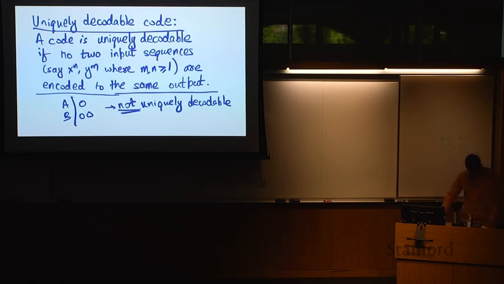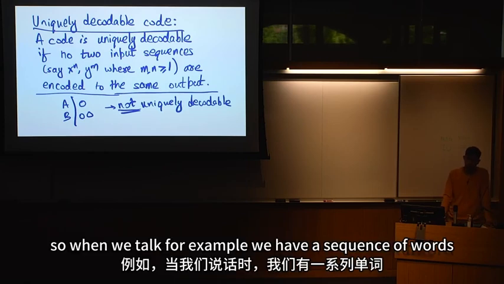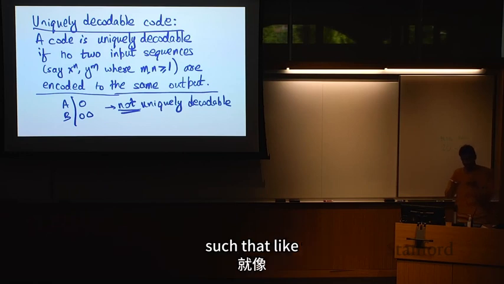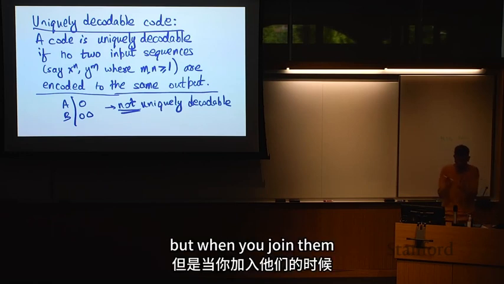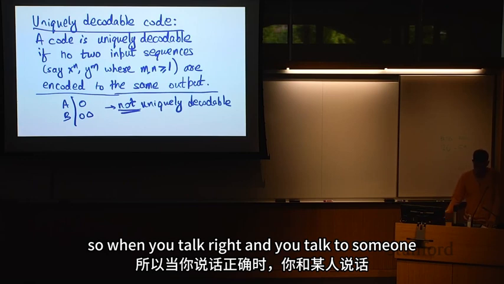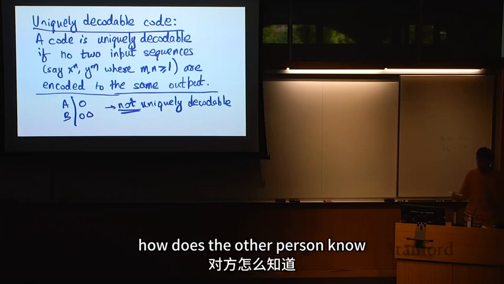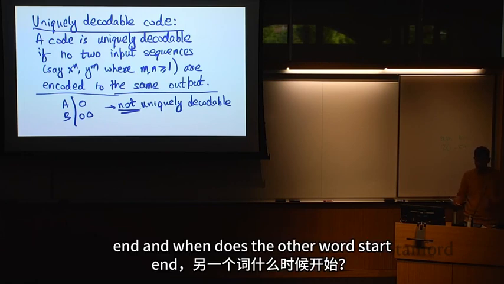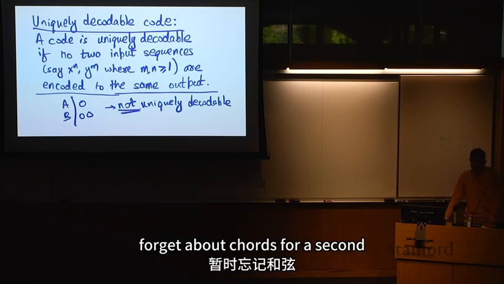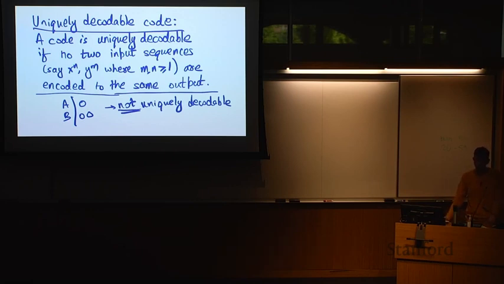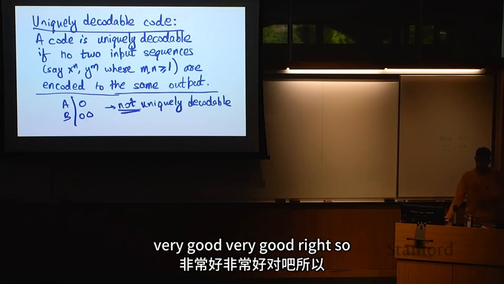Before we move on, when we talk, for example, we have a sequence of words, and sometimes you have two words such that they are individually words, but when you join them, that's another word. That's possible in English, for example. So when you talk to someone, how does the other person know when the word ends and when the other word starts? Forget about codes for a second, just very generally. You have spaces. Very good.